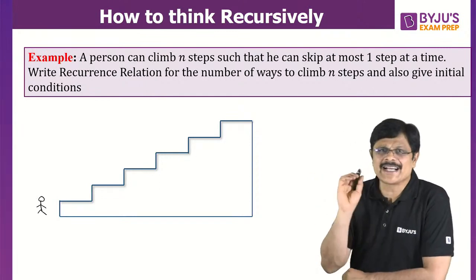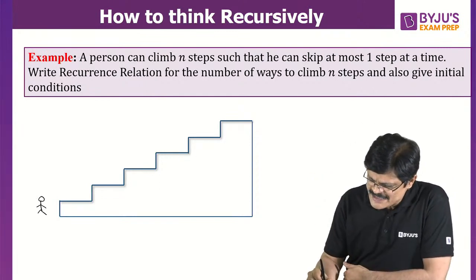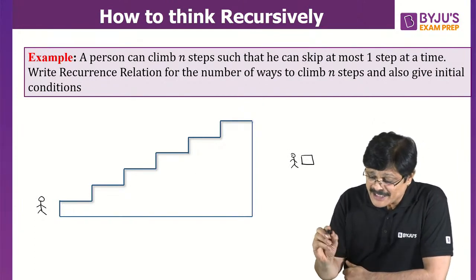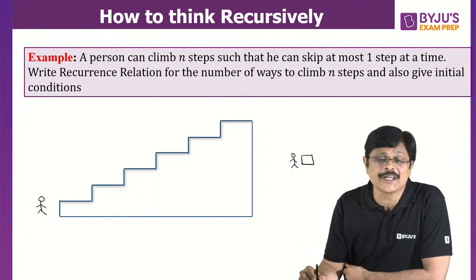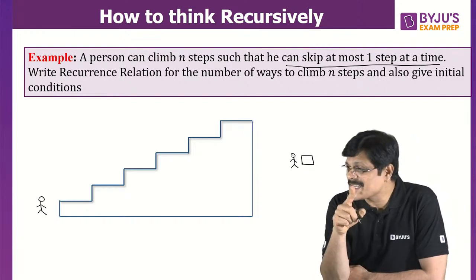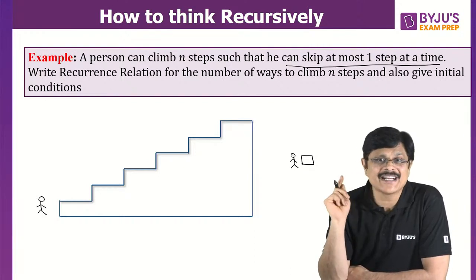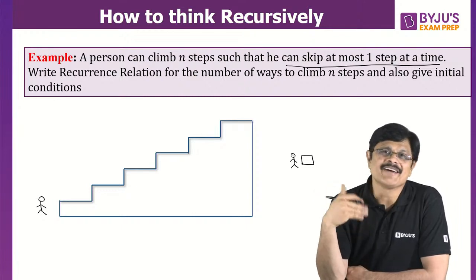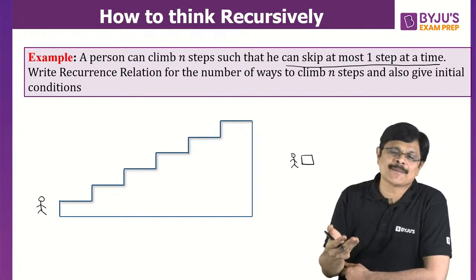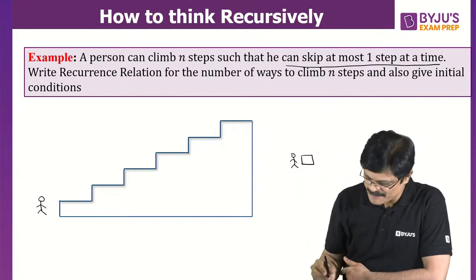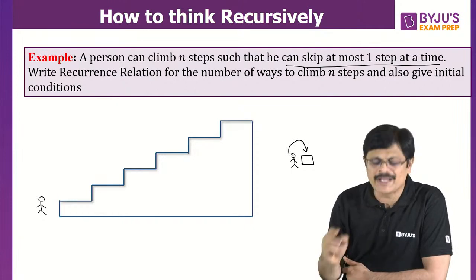First let us understand generally. Suppose he has only one step. The person is here, only one step is there. How many ways can he climb? The condition is very interesting: he can skip at most one step. With that condition, how many ways can he climb one step? When one step is there, even if he skips the step, how can he skip, sir? He'll jump and fall on the same step only, because only one step is there. He can climb this in only one way.